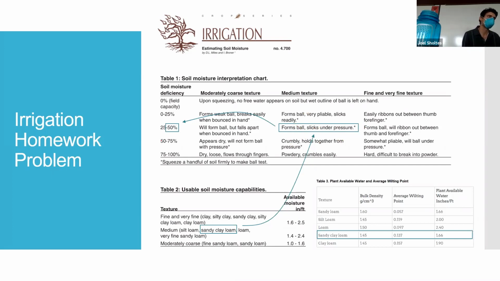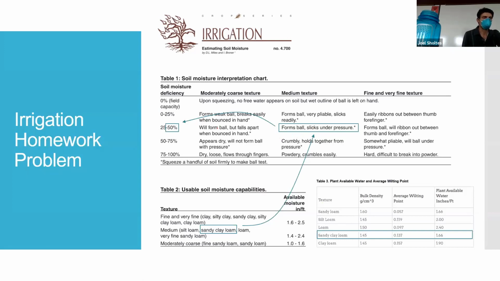So that's going to tell us that our soil moisture deficiency is somewhere between 25 and 50%. 0% is field capacity, 100% is permanent wilting point, right? Now we know, and I say take the upper bound of that range. So we're at 50% soil moisture deficiency, and this is a sample you took from the first foot of soil.